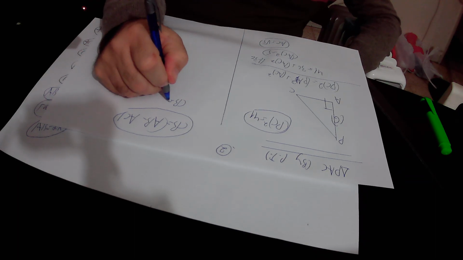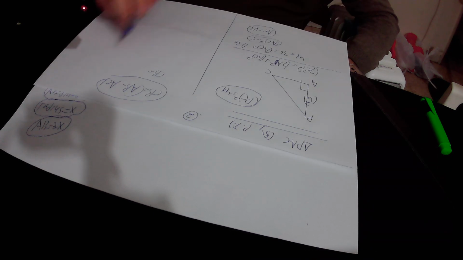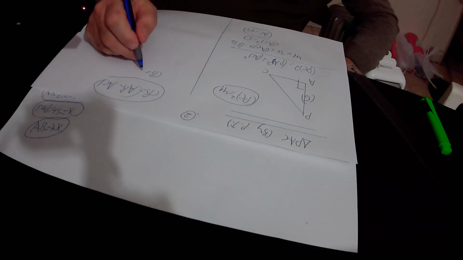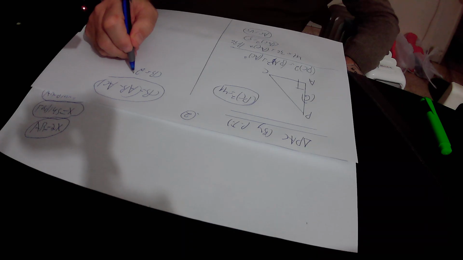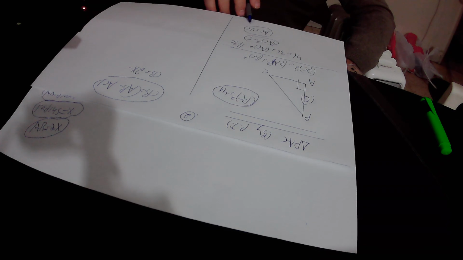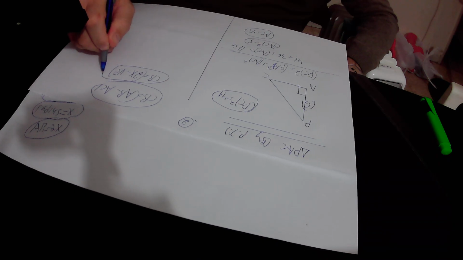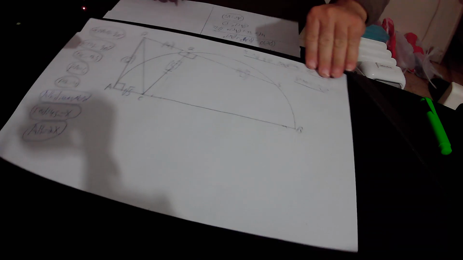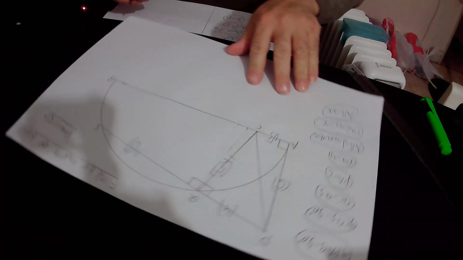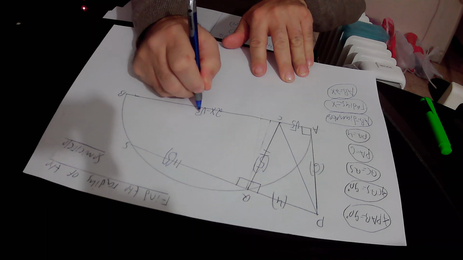So CB equals AB, that is 2X. AB equals 2X. This is the diameter of the semicircle minus AC. AC equals the square root of 5 units. So in total we found out that CB equals 2X minus the square root of 5 units. So we can write here that CB equals 2X minus square root of 5 units.